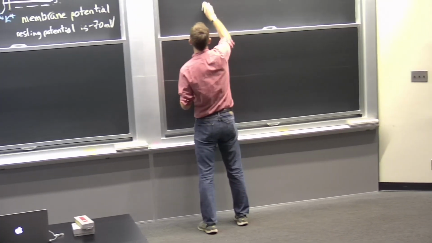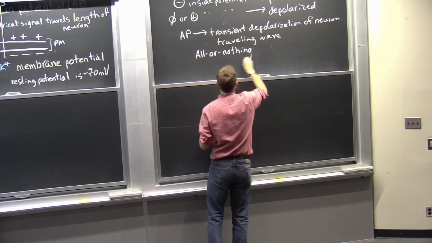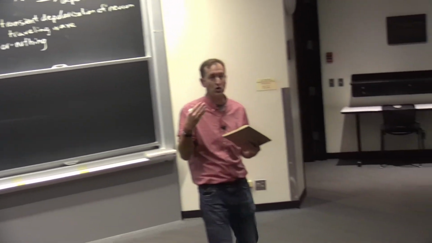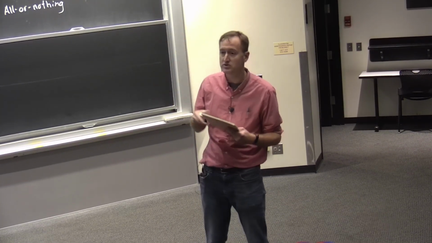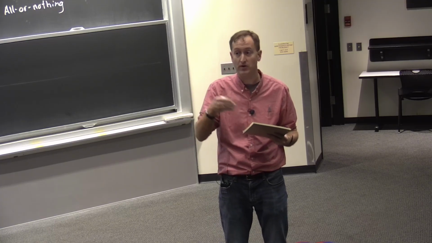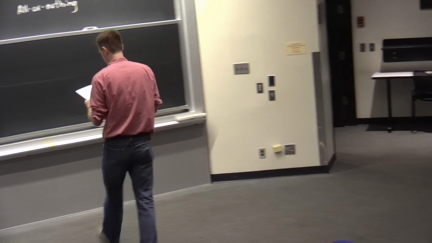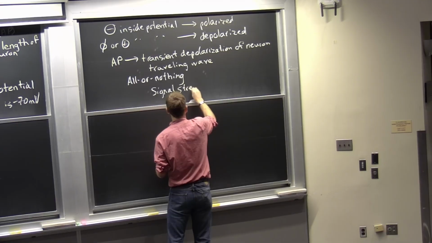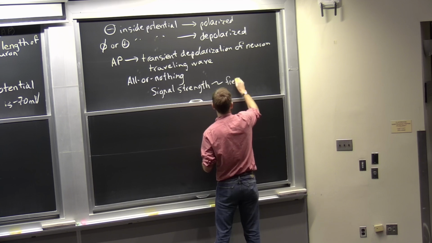Okay, so the action potential is all or nothing. You can think of it as a binary signal. And therefore, the way that neurons encode the magnitude of activation is not through the level of depolarization of a single action potential, but it is able to distinguish between different frequencies of action potentials that are propagating along the neuron. So signal strength in this case is related to the frequency of action potentials firing.